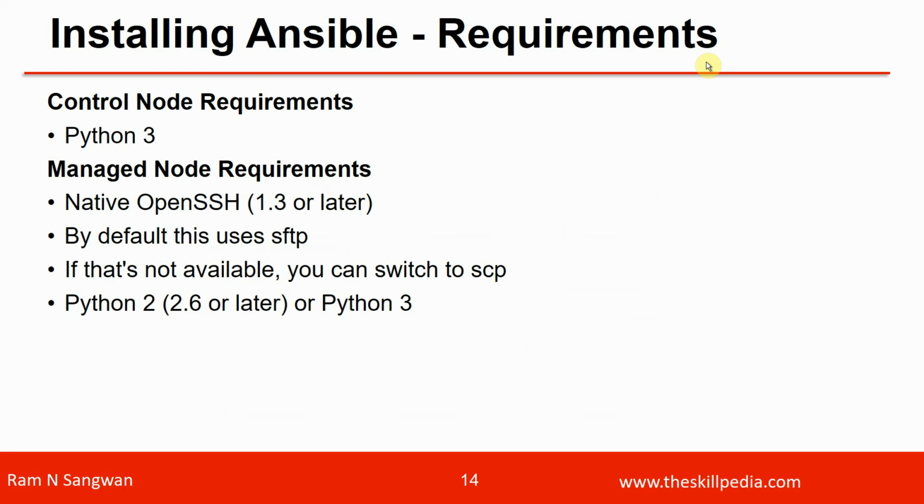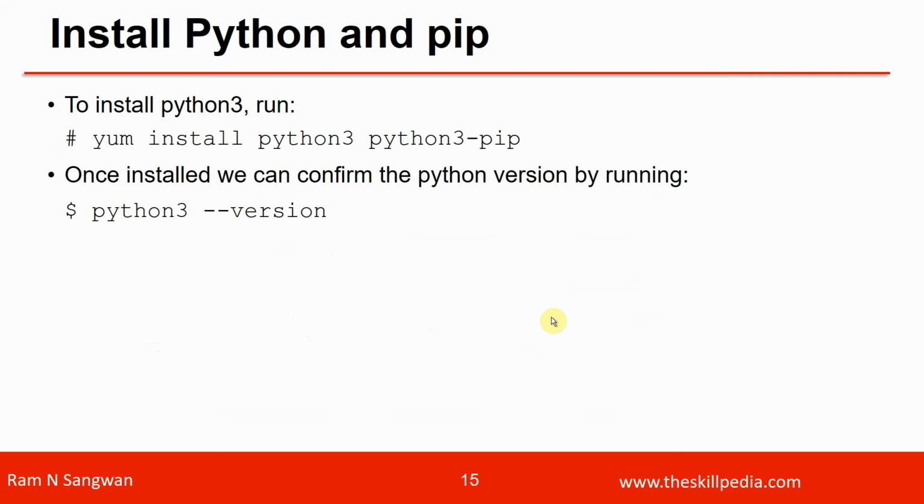On the managed node, the node to be managed by Ansible, we need SSH. By default, it uses SFTP. If that's not available, you can switch to SCP also. You need Python 2.6 or later on the control plane and Python 3. Any version of Python will work. Remember, Ansible goes through Python. Actually, it uses Python to make changes in the configuration management.